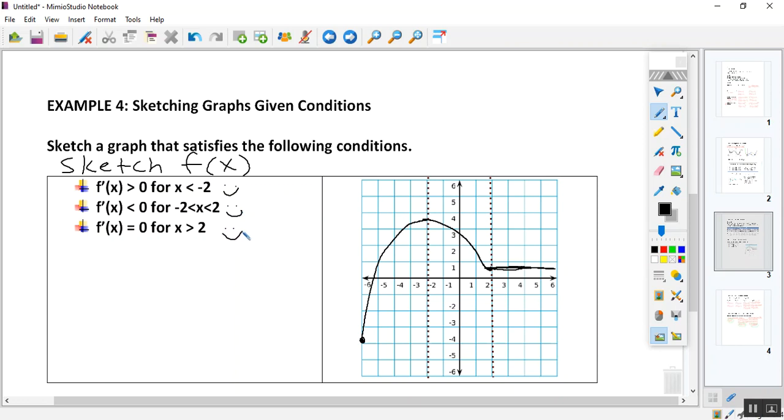Mm-hmm. Das ist gut. Sehr gut. Ja? Schade.